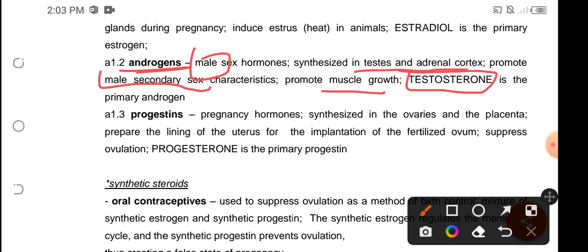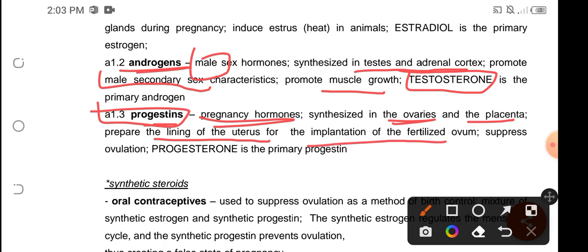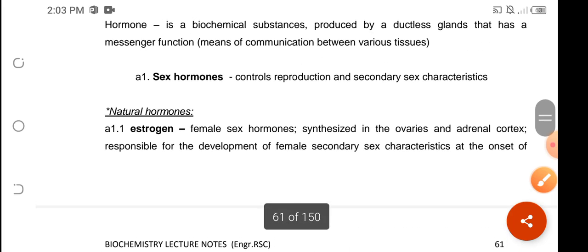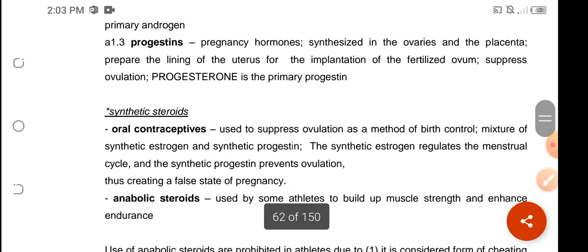The third is the progestin, sorry. These are pregnancy hormones. They are synthesized in the ovaries and the placenta. They prepare the lining of the uterus for the implantation of the fertilized ovum, and they suppress ovulation. And the primary progestin is progesterone. So we have three natural sex hormones.